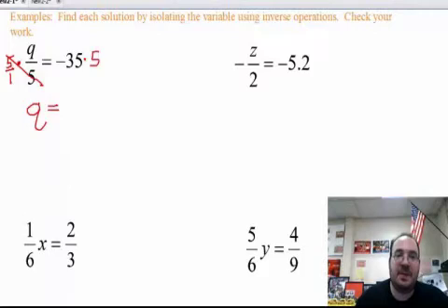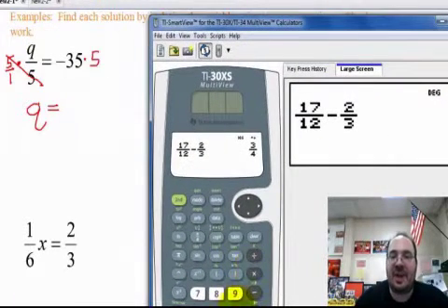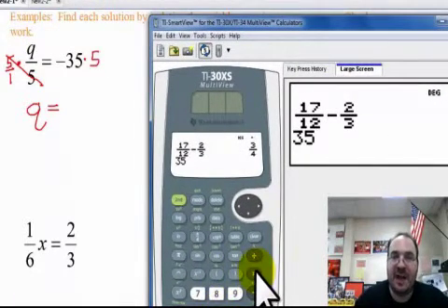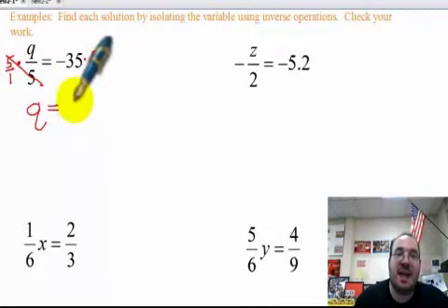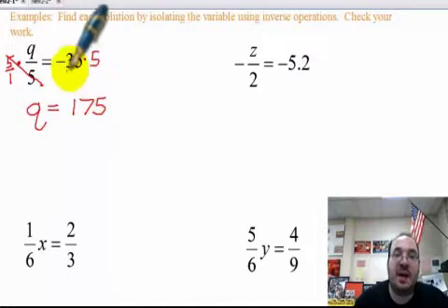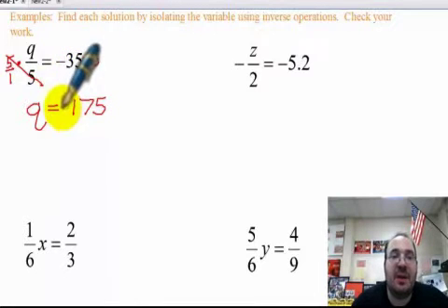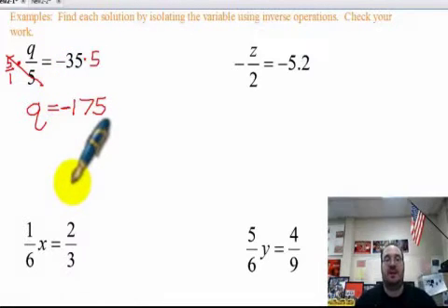And then the second one, if you need to use your calculator, you can, because it's kind of a big number. 35 times 5 is 175. And because one of the numbers was negative but not the other, my final answer has a negative in it. Now, what do you think I'm going to do next?